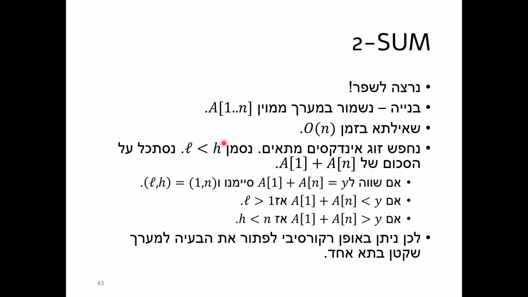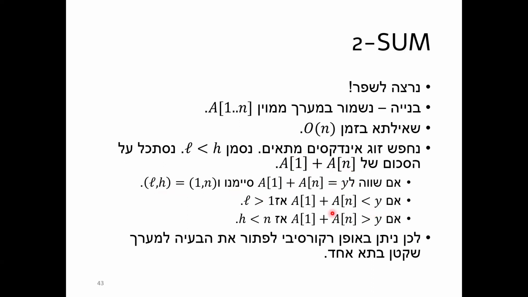We're going to have a left and a right pointer that are going to traverse our array. We're going to do it in a smart way such that, at worst case, it'll be O of n moves, until we find two indexes whose elements sum to y. So we start with 1 and n. If the element at 1 and the element at n sum to y, we're done.